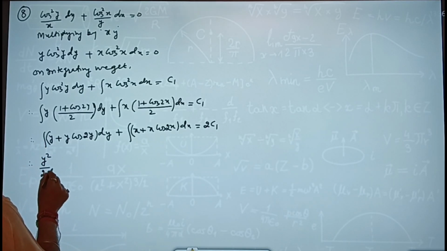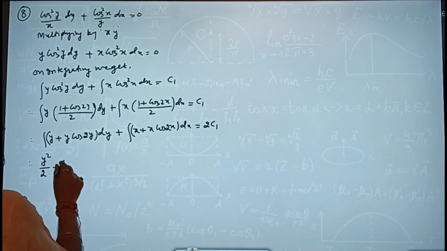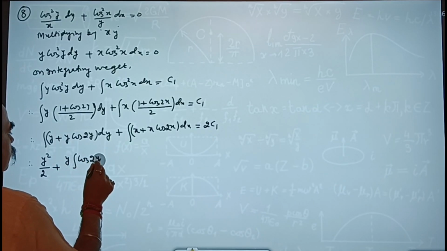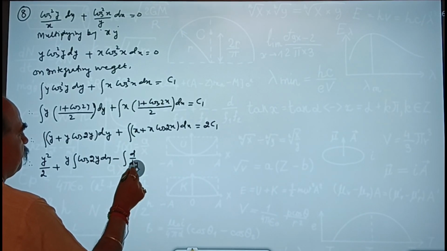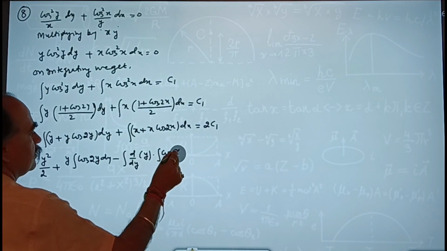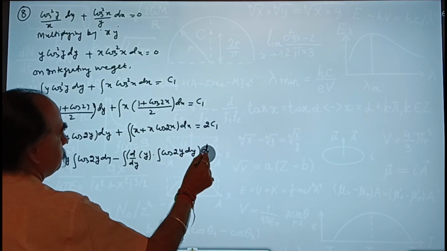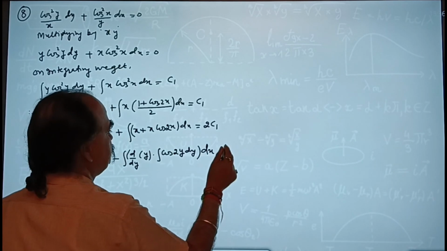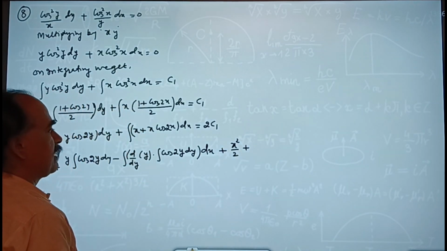y square by 2. And integral of y cos 2y we will apply u into v: y integral cos 2y minus an integral of derivative of y into integral cos 2y dy, the whole dy, by parts, plus integral x is what? x square by 2. Again we'll apply integration by parts.